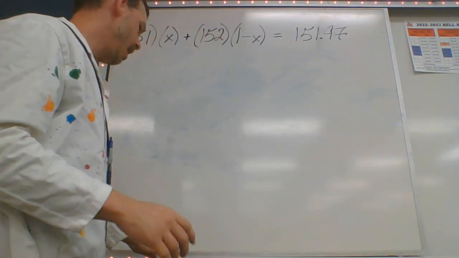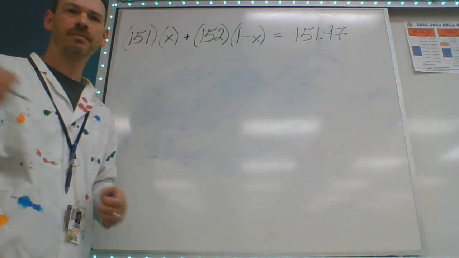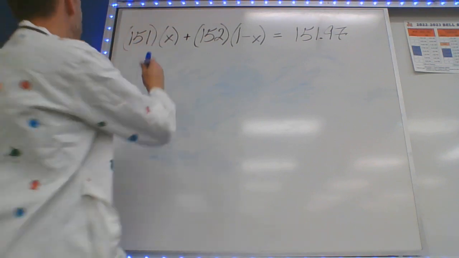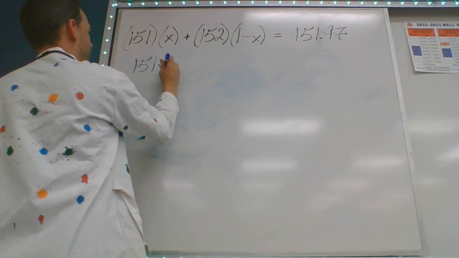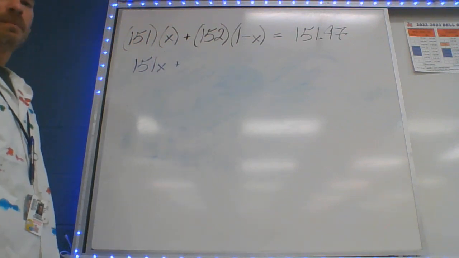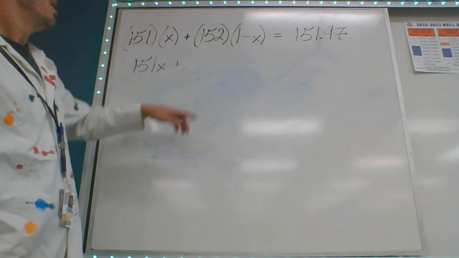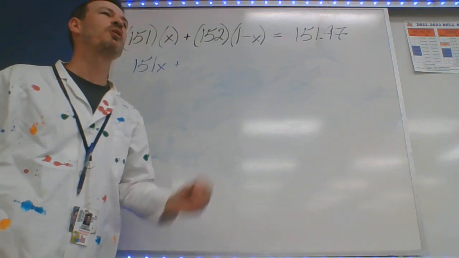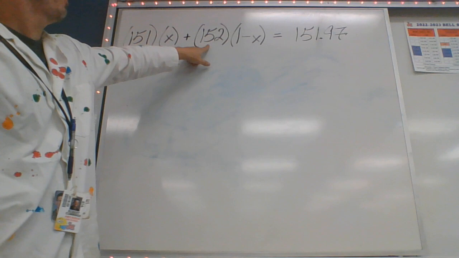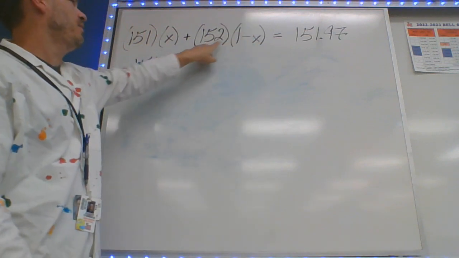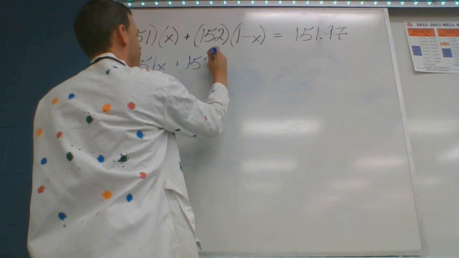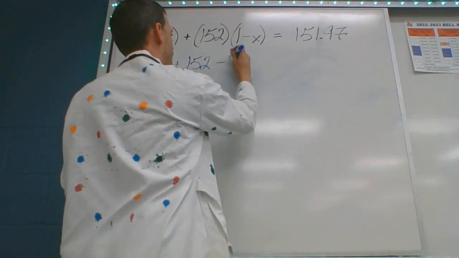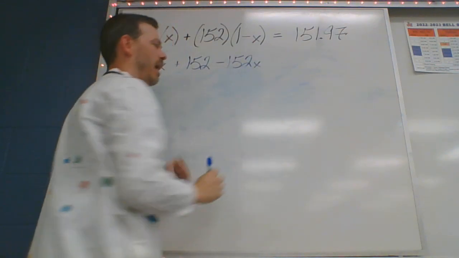And there it is. We have set up the beginning of our problem. Now we just have to simplify and solve. So here we go, check it out. 151 times X is 151X. Bring down the plus sign. What mathematical concept is going to happen there? The distributive property, very good. We're going to distribute the 152 to everything in there. So 152 times 1 is 152, and 152 times negative X is negative 152X. Everybody okay there?